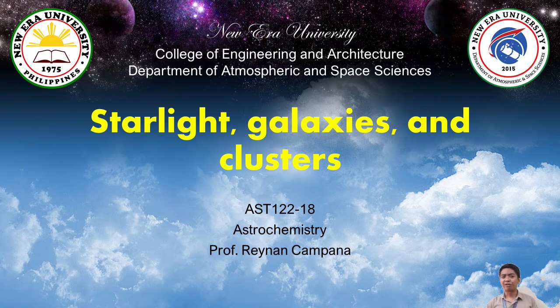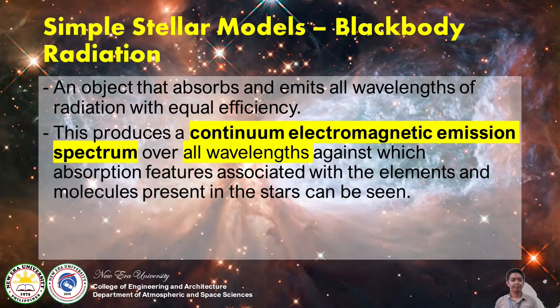Now, what is the possible information that we can get from these starlights? Okay, so a star, we say that it is a ball of gas and fire. So how are we going to get a model of a star? Okay, so we go with the simple stellar models. The best example here is the black body radiation.